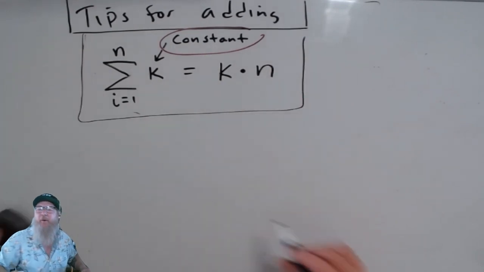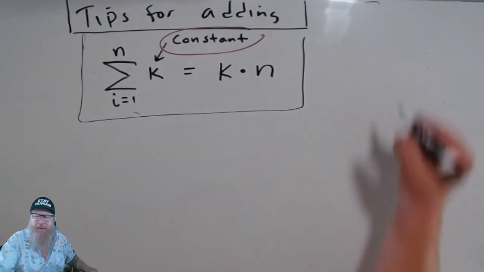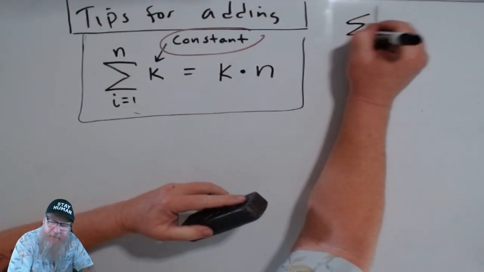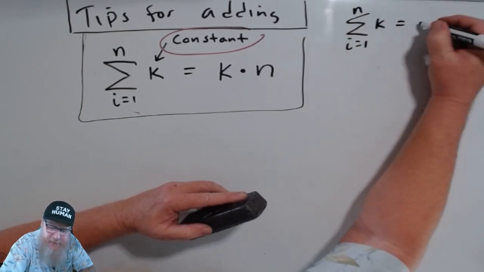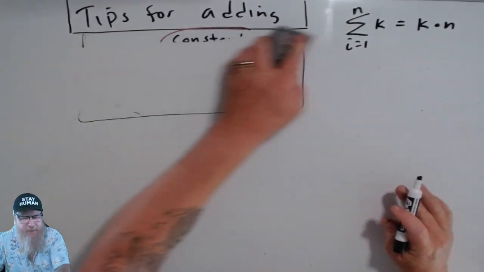All right, so that's your number 1 tip. All right, let's save that up here. The sum from i equals 1 to n of a constant is just k times n. That's our number 1 tip.